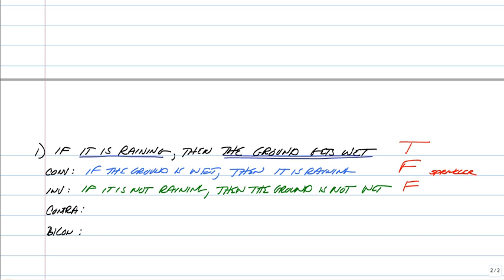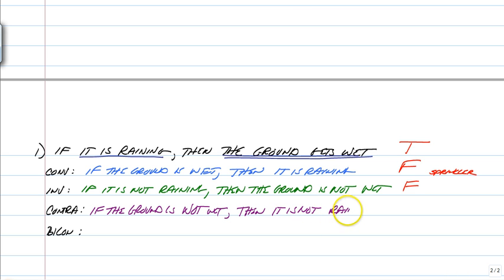So now let's go back to the contrapositive. The contrapositive should be true if your conditional statement, the original statement, is true. Let's check it out. If the ground is not wet, then it is not raining. And that would be a true statement. See, if the conditional is true, then the contrapositive is going to be true. And the reason why would be, well, if the ground's not wet, it's impossible for it to be raining, because if it was raining, then the ground would be wet. Okay, so there you go.